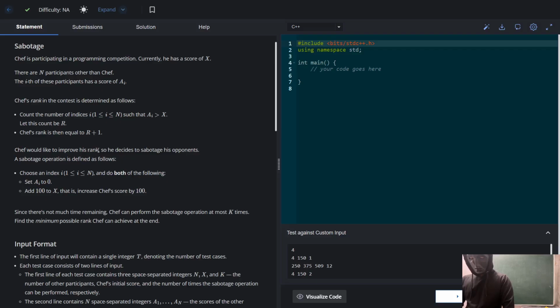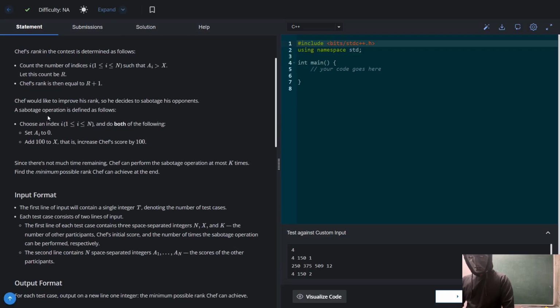Chef would like to improve his rank, so he decided to sabotage his opponents. A sabotage operation is defined as follows. In order to improve, he can sabotage an opponent. He chooses an index I, greater than or equal to 1 and less than or equal to N. So for all the N opponents, he has the ability to do two operations. The first operation is to set their score A of I to 0, and when he does that, he has to add 100 to his score X, that is, increase Chef's score by 100.